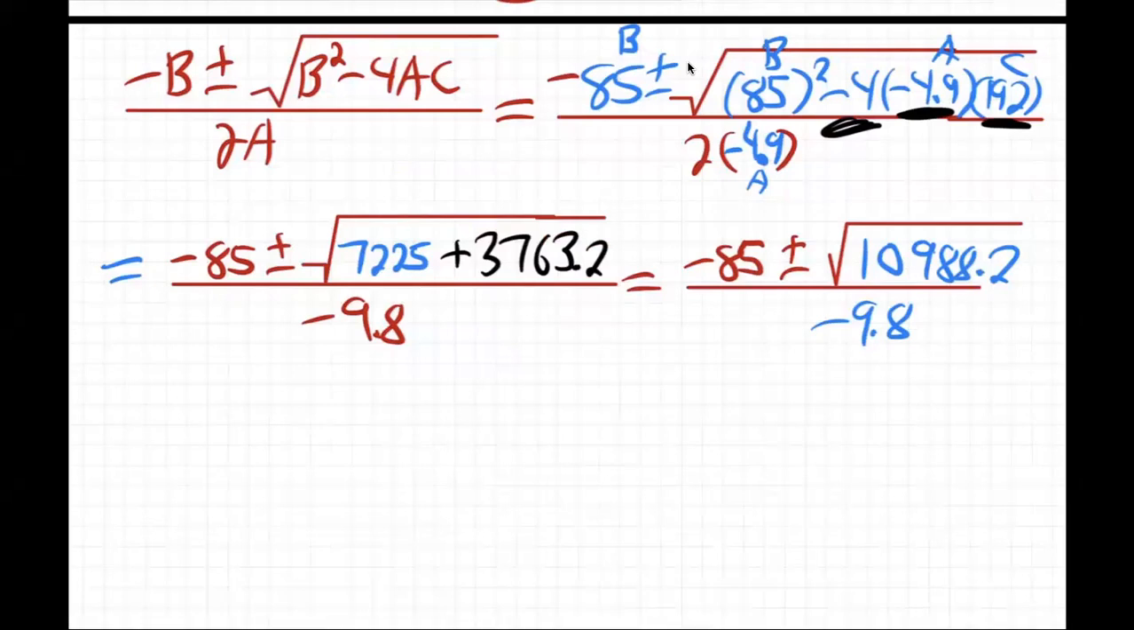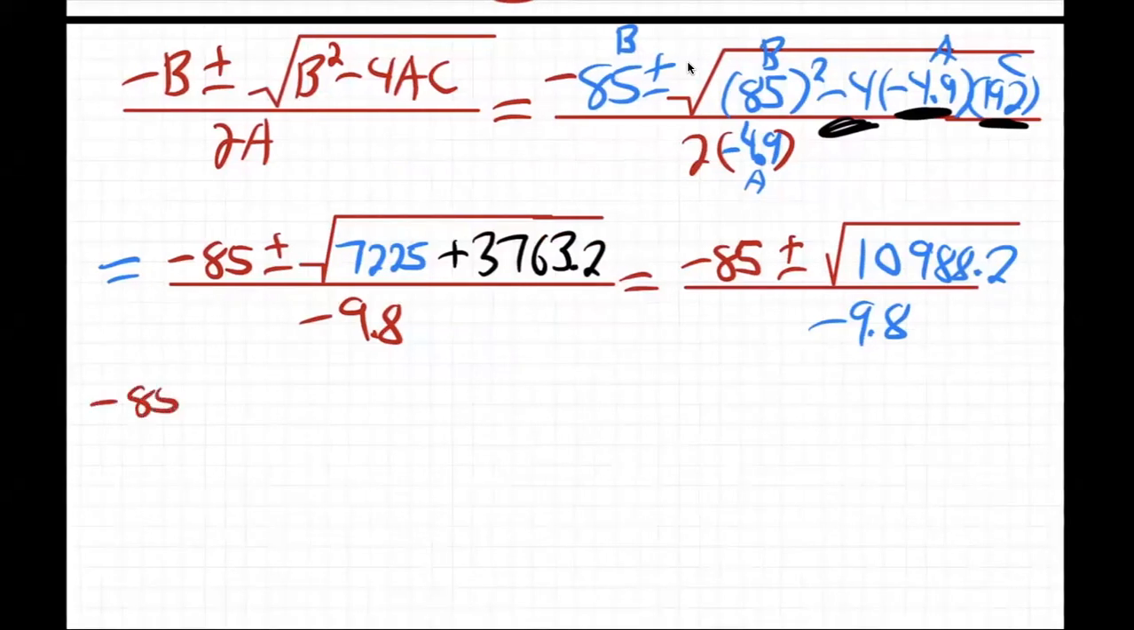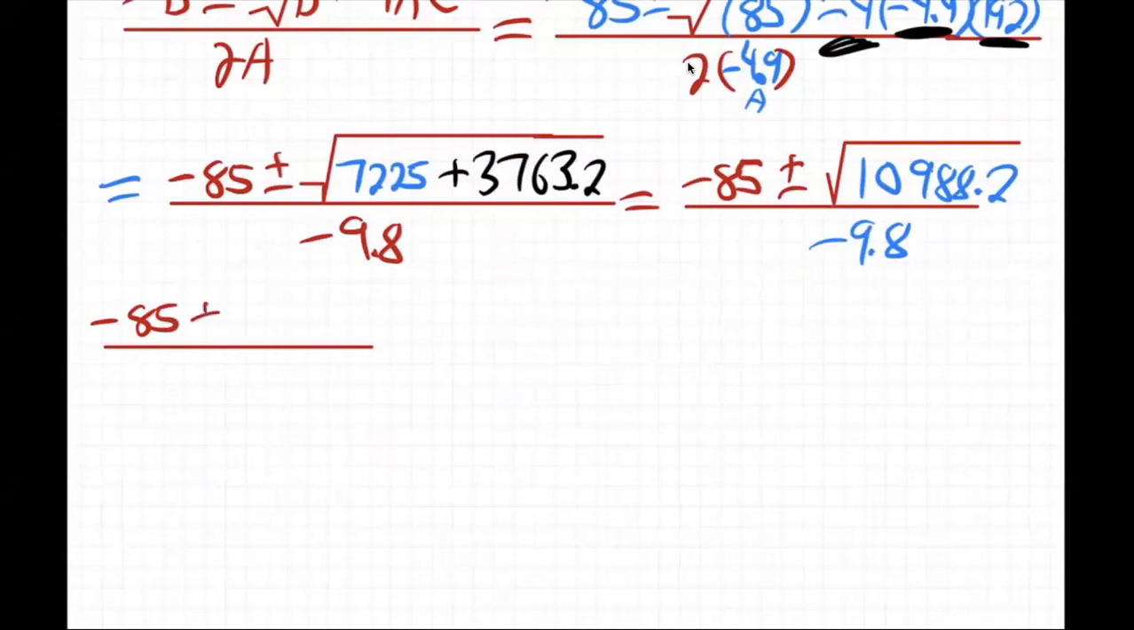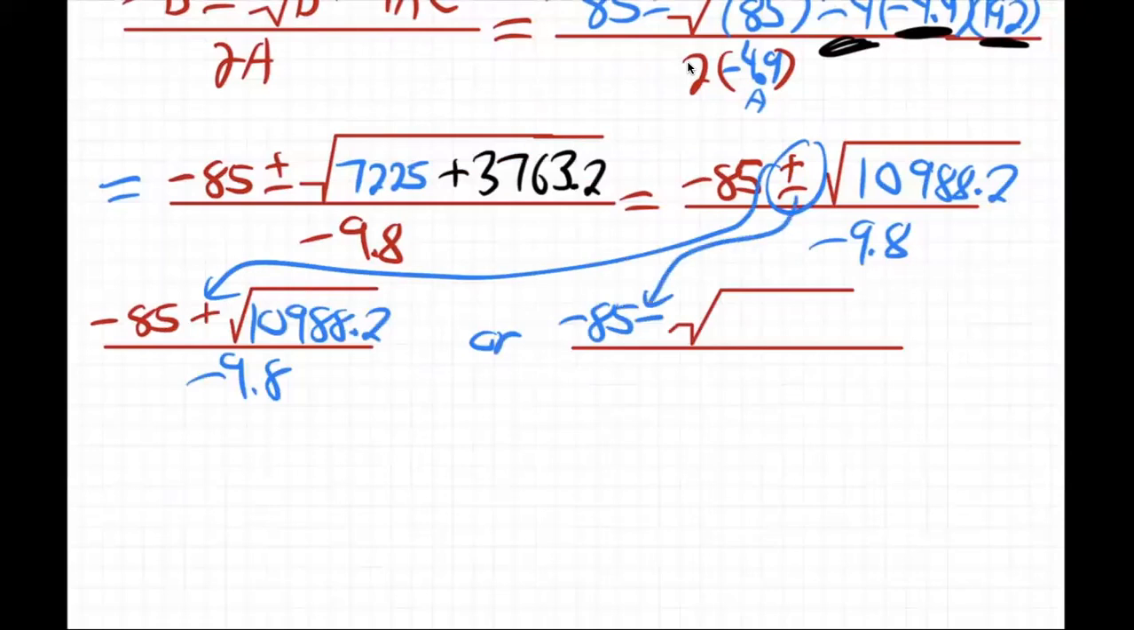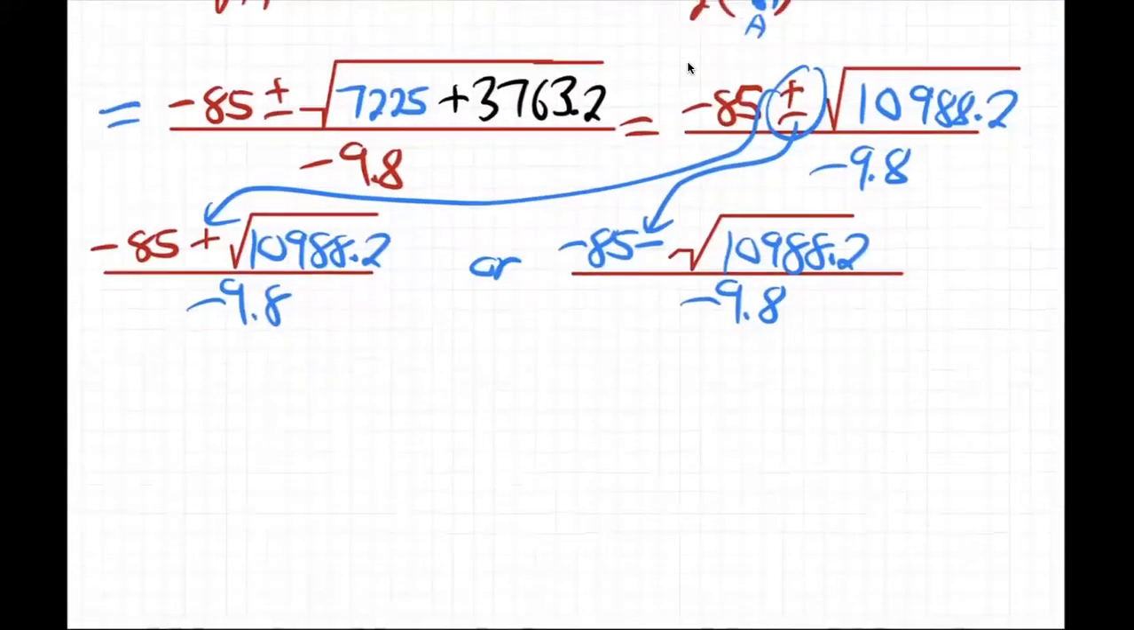I'm going to break them into the two cases. So we have negative 85 plus the square root of 10988.2 over negative 9.8, or same thing with a minus. Right? Negative 85 minus, because it's plus or minus. So I do the plus there and the minus there. So let's crank both those out in the calculator.